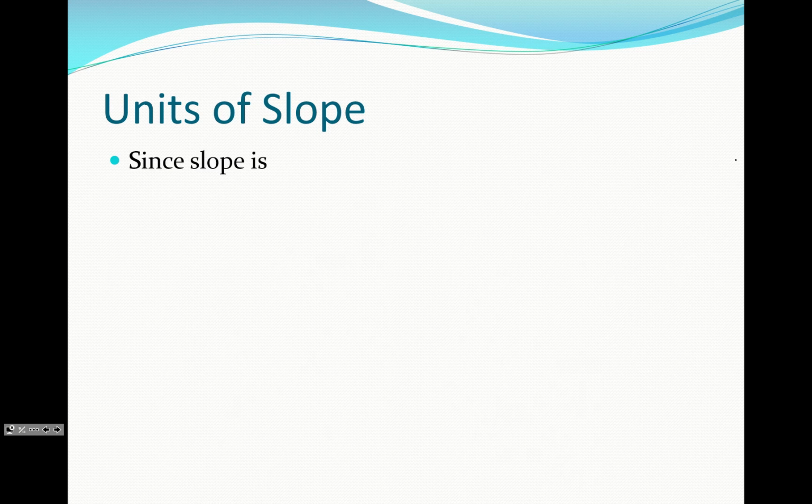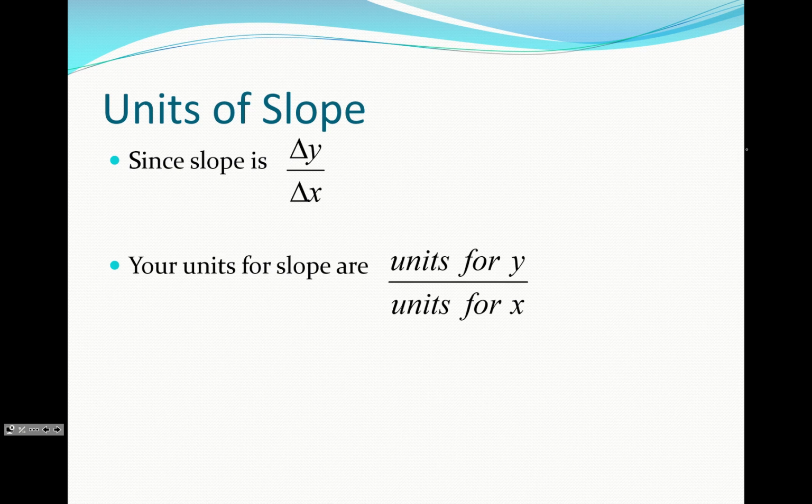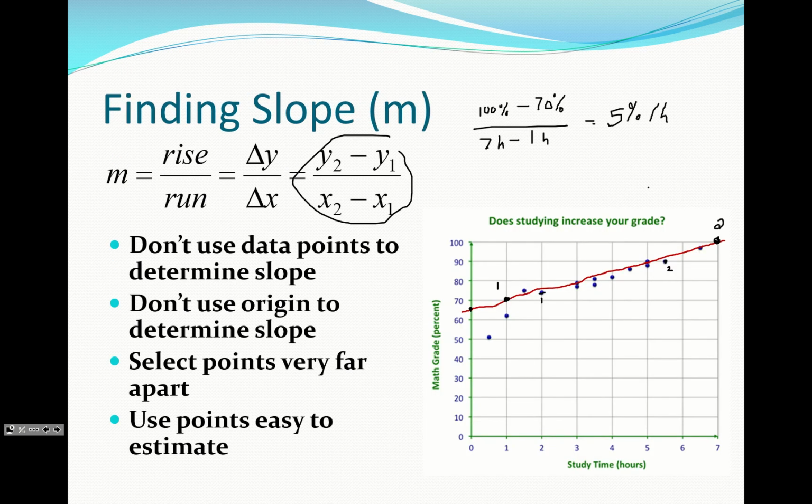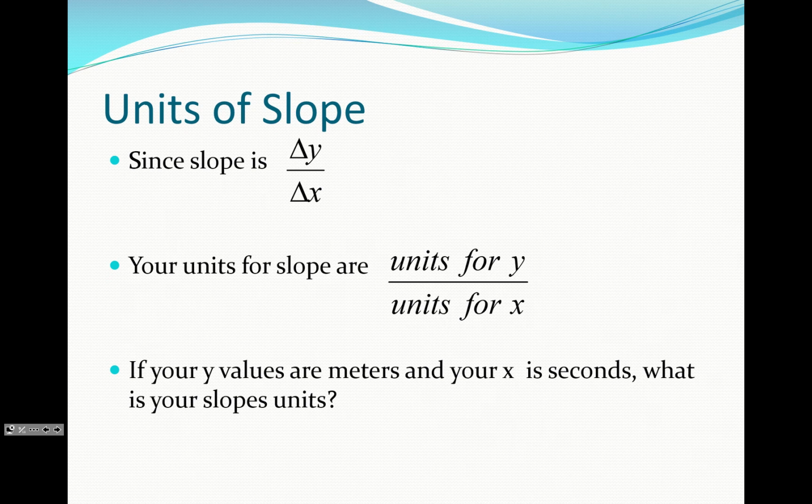Okay. Units of slope, I kind of already did that already, so slope is y over x. So units of slope are just going to be the units for y over the units for x. So for this one, my units for y were percent and hours for x, so it's percent per hour, right? So if the y values are meters and your x values are seconds, what would your slope units be? Well, y over x would end up getting meters per second.